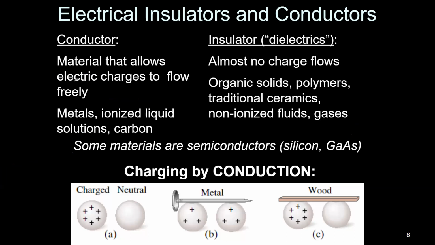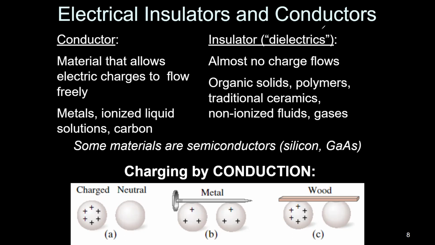Examples of conductors include metals, ionized liquids, and certain types of chemical compounds such as potassium and sodium chloride. Those are examples of solutions. Carbon, and obviously you probably know water is also a pretty well-known conductor.